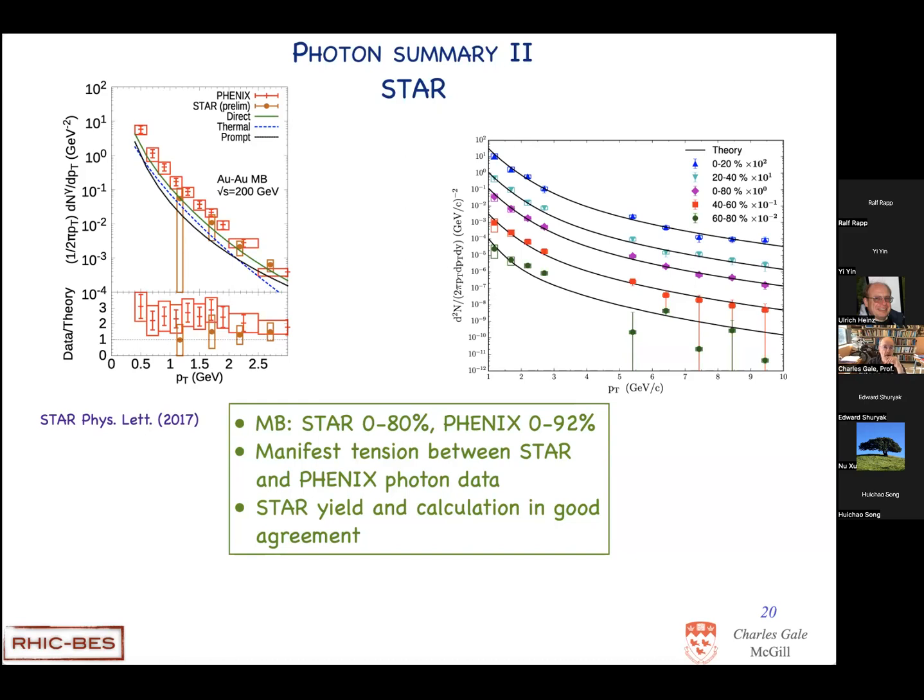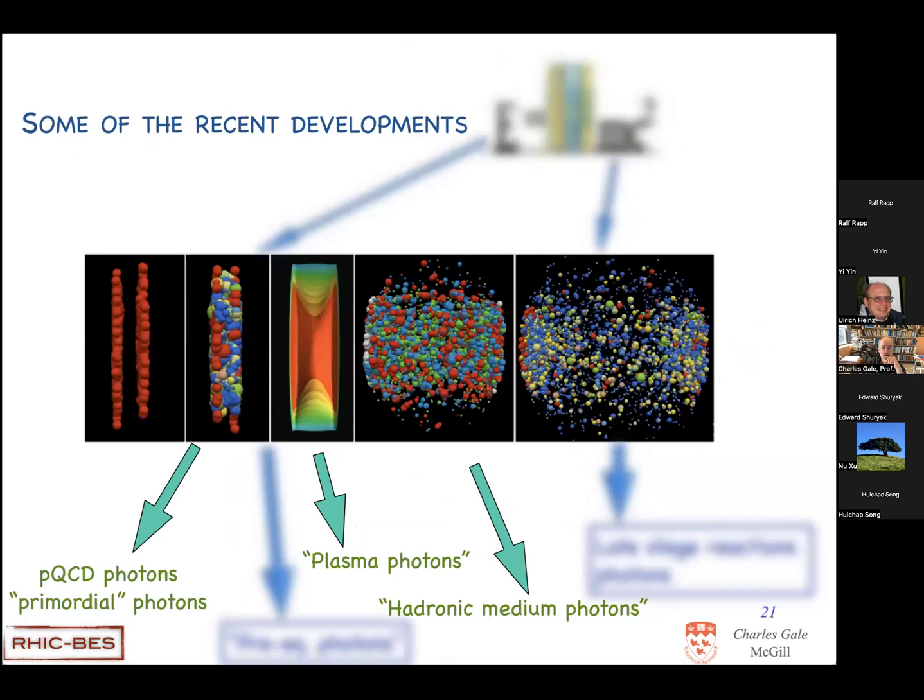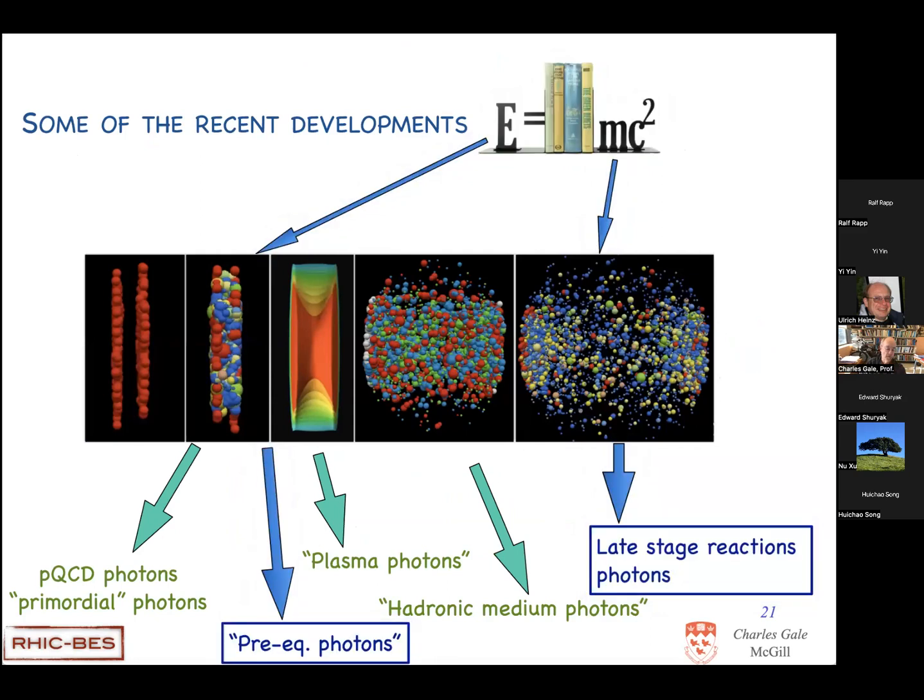Some of the recent developments. The recent developments have been in pre-equilibrium photons. What do I mean by that? There are sort of bookend photons, in the beginning and in the end. So pre-equilibrium will sit here, and there's also post-equilibrium, if you wish, late-stage reaction contributions to photon production. Shouldn't those be included, you say, in what I've told you already? Yes and no, and I'll tell you about that in just a minute.